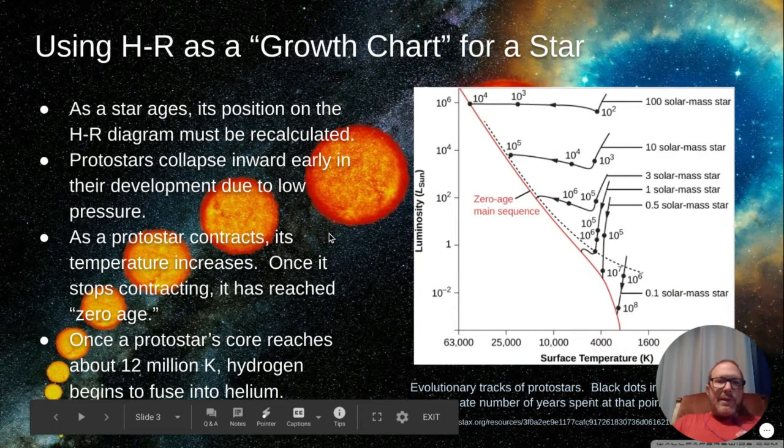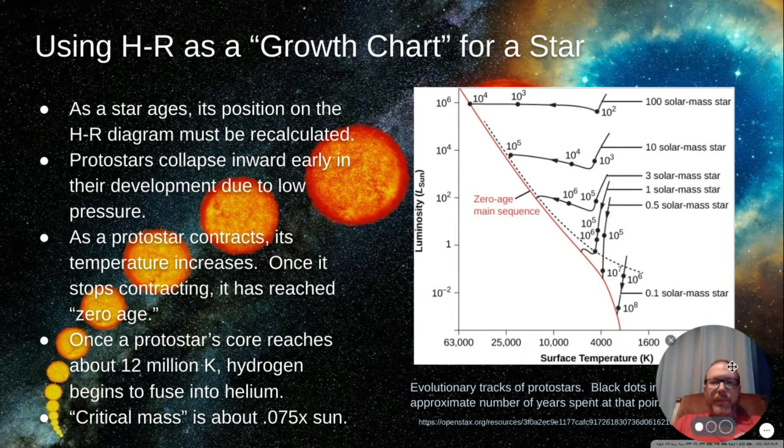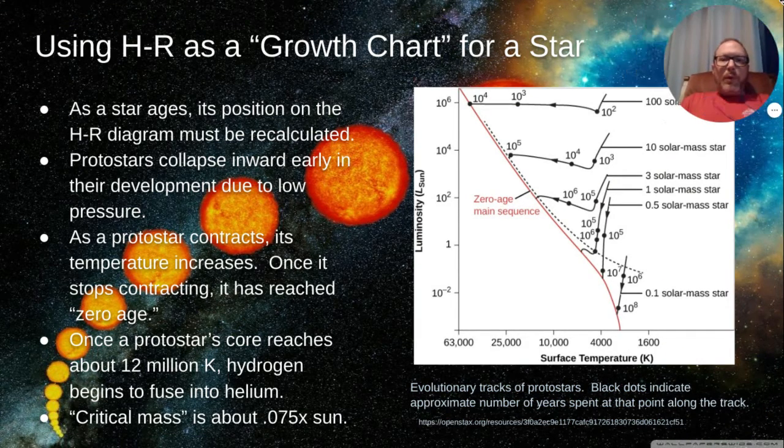I'm going to jump over to the next slide here. So what we're looking at right here is actually an HR diagram, and the different tracks on here are protostars that start off with different masses. If you look in the middle, we've got a 1 solar mass star, which would be about how much mass there is in our sun.